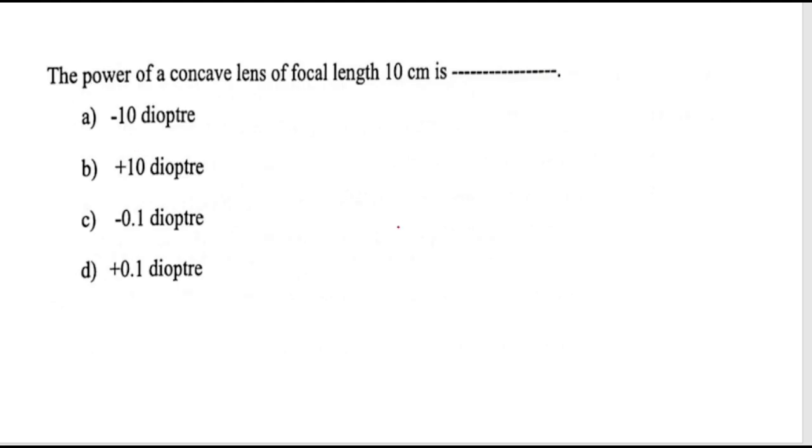The power of a concave lens of focal length 10 centimeter. Power is the reciprocal of focal length in meters. So, 10 centimeter is 0.10 meter, because we have to divide it by 100. Here 1 by 0.10, if you multiply numerator and denominator by 100, you can remove this decimal. So, it will become 100 by 10. So, this is 10 diopter. But concave lens focal length is negative, so it will be minus 10 diopter.